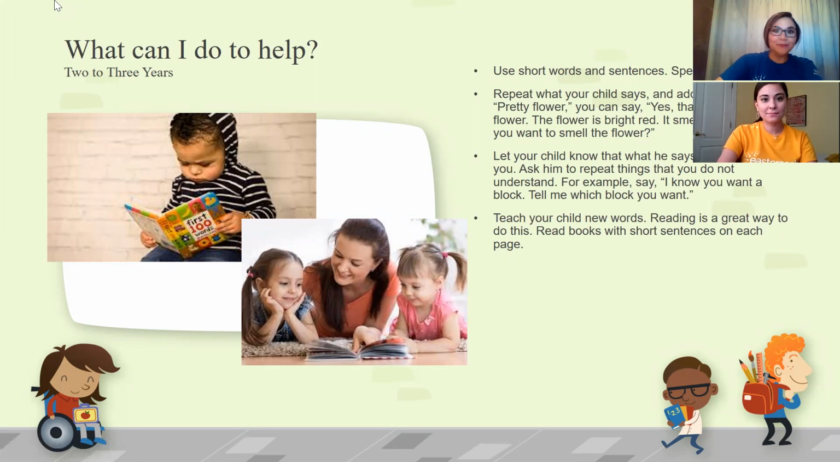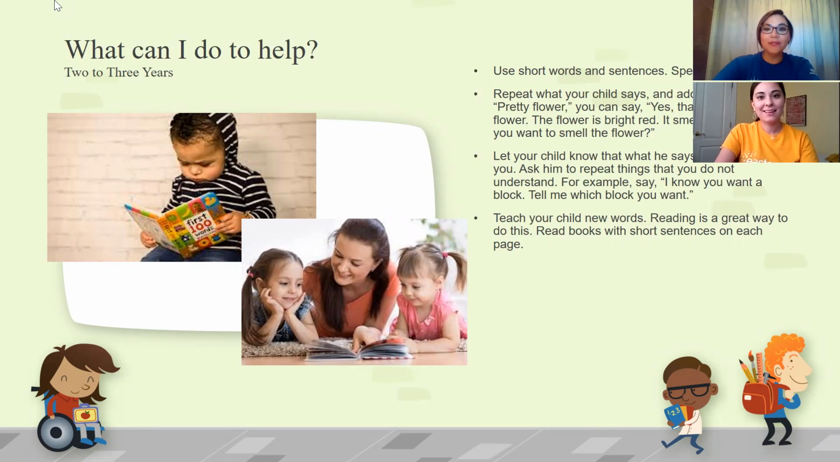What can we do? Use short words and sentences. Speak clearly. Repeat what your child says and add to it. If she says, pretty flower, you can say, yes, that is a pretty flower. The flower is bright red. It smells good too. Do you want to smell the flower?